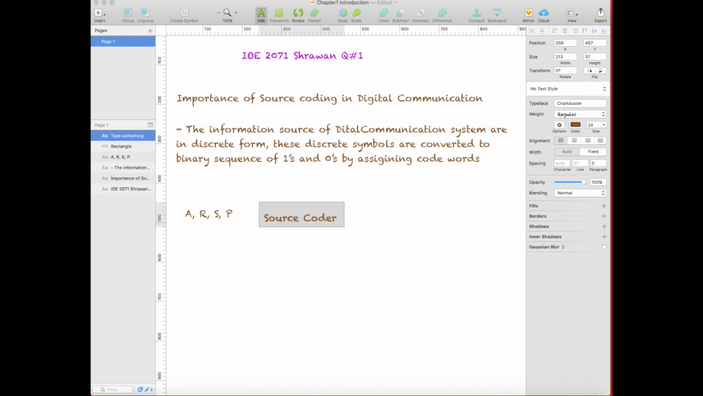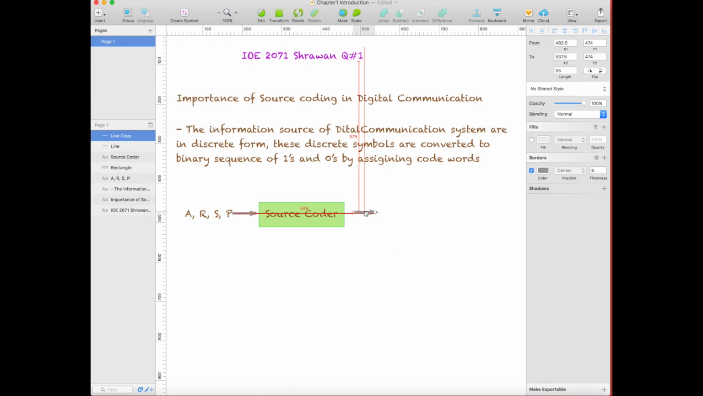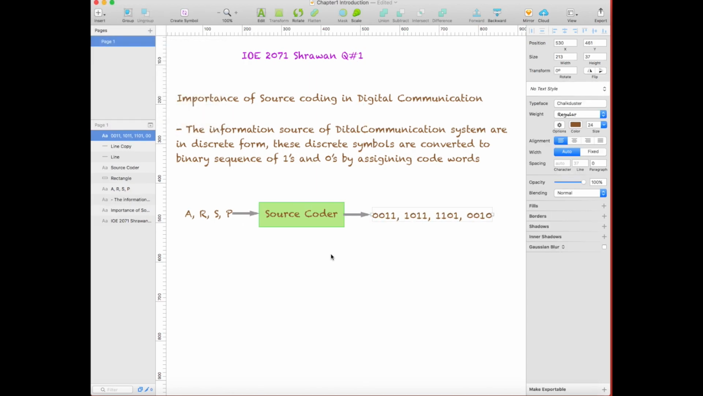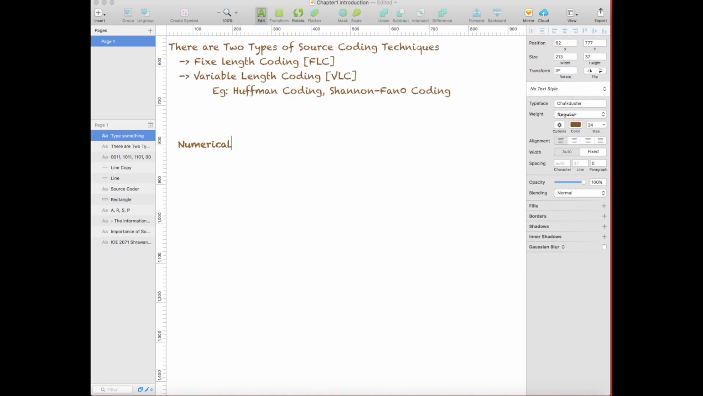So let's take an example. Suppose we have discrete values of A, R, S, and P. When we give that to the source coder, the output is in the form of binary values. There are two types of source coding techniques: one is the fixed length coding technique, and another is the variable length coding technique, which is very famous, Huffman coding and Shannon coding.